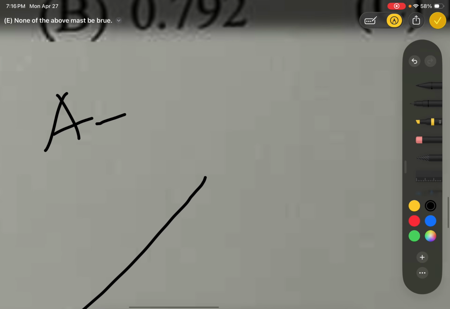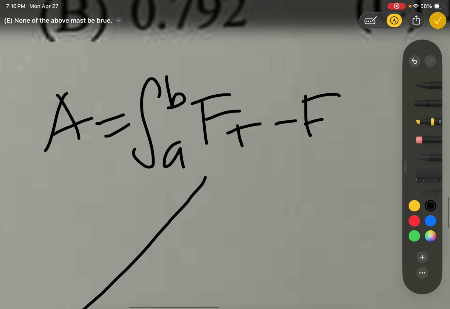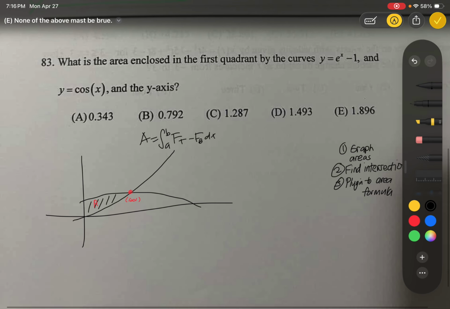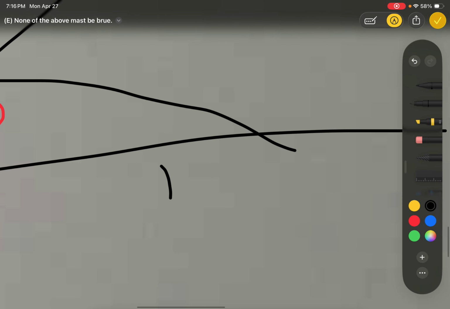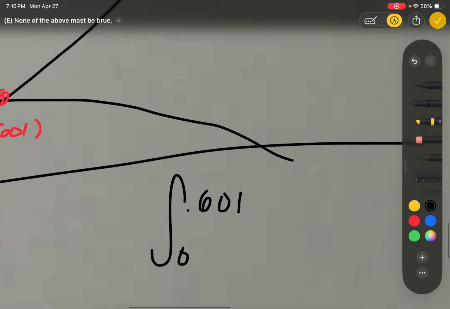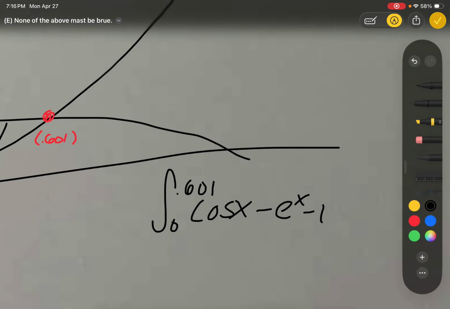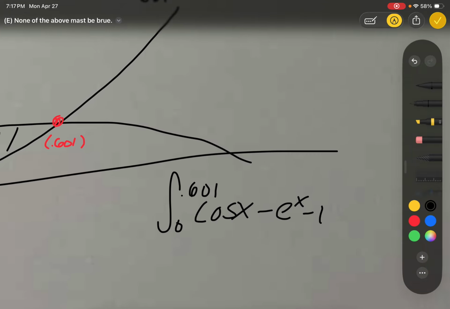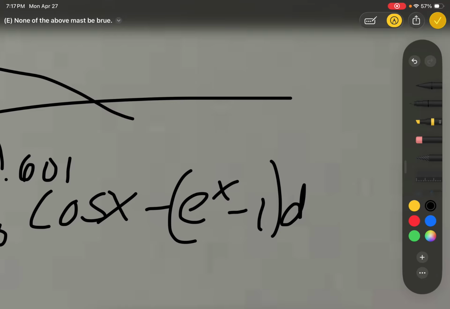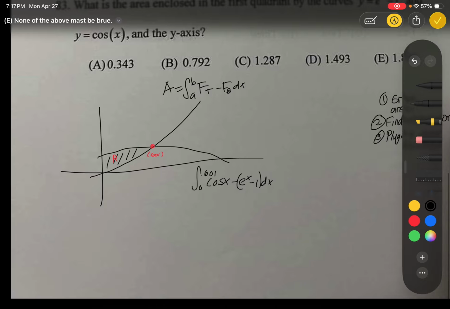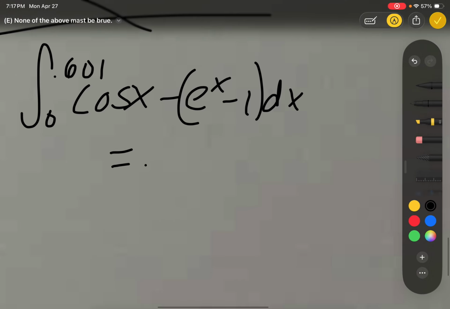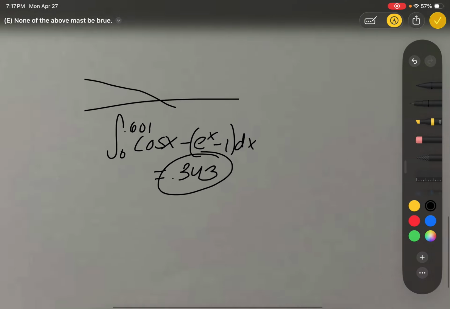Remember that your area formula is going to be from a to b, the top function minus the bottom function dx, and let's do it. 0 to 0.601, the top function is going to be cosine of x minus e to the x minus 1, and that's going to be 3.343 as your answer. Very simple.